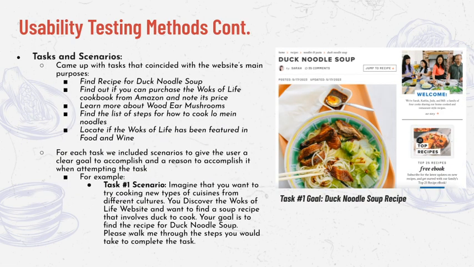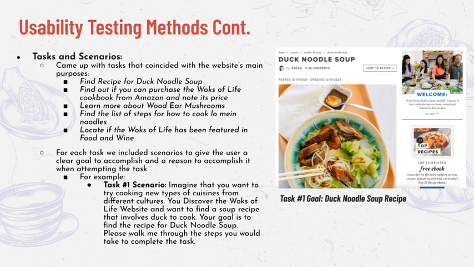For tasks and scenarios, we came up with 5 tasks that coincide with the website's main purposes. The 5 tasks are as follows: find recipe for duck noodle soup, find out if you can purchase the Walks of Life cookbook from Amazon and note its price, learn more about Whittier mushrooms, find the list of steps for how to cook lo mein noodles, and locate if the Walks of Life have been featured in Food and Wine magazine. Additionally, for each task, we included scenarios to give the user a clear goal to accomplish and a reason to accomplish that goal when attempting the task.